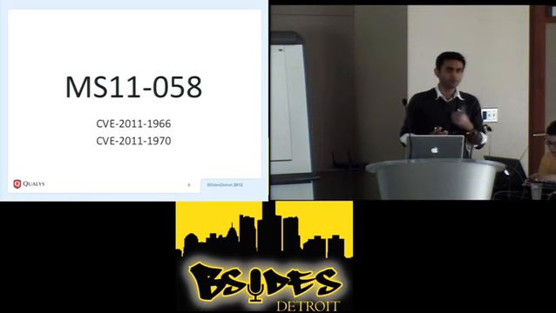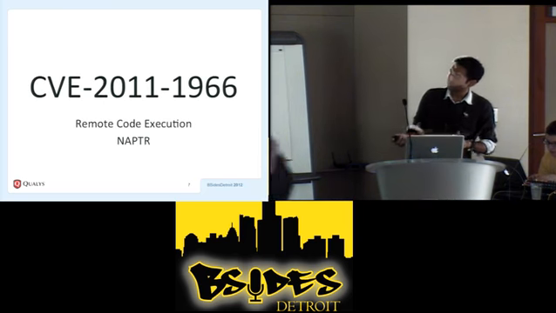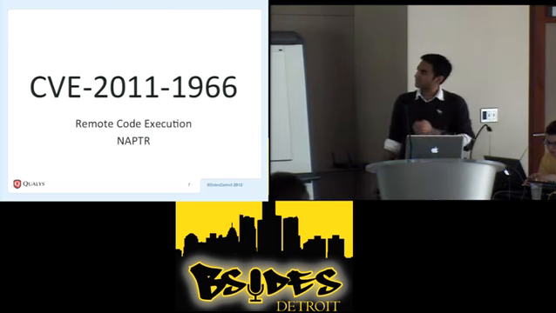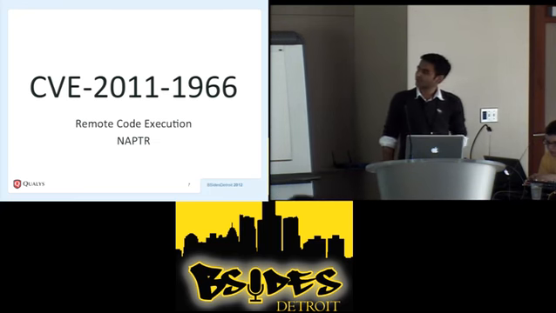Something like that. Only Microsoft and the security researcher knew about it. For this talk, I'll be concentrating on CVE-2011-1966. And if you go back and look at the advisory for this, it tells you that it was a remote code execution vulnerability when handling NAPTR DNS records.